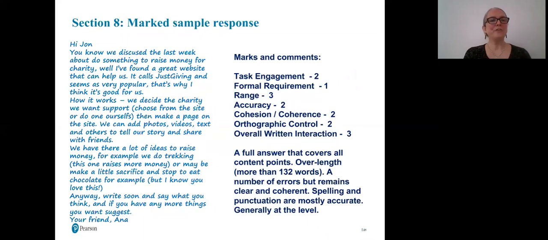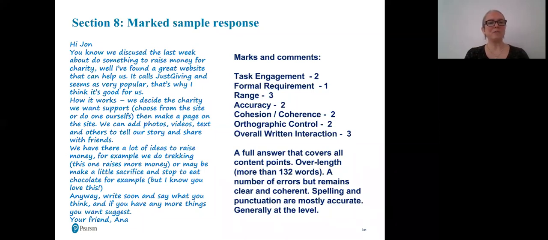Hi John, you know we discussed the last week about do something to raise money for charity. Well, I found a great website that can help us. It calls Just Giving and seems as very popular. That's why I think it's good for us. How it works, we decide the charity we want to support, choose from the site or do one ourselves, then make a page on the site. We can add photos, videos, text and others to tell our story and share with friends.